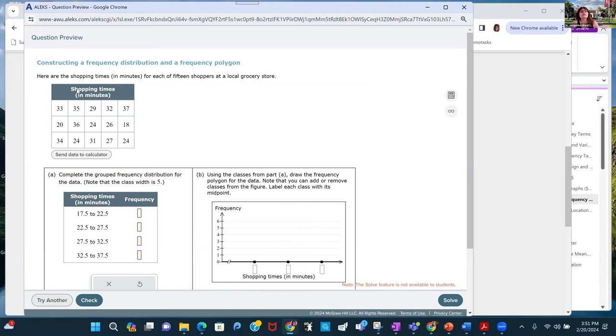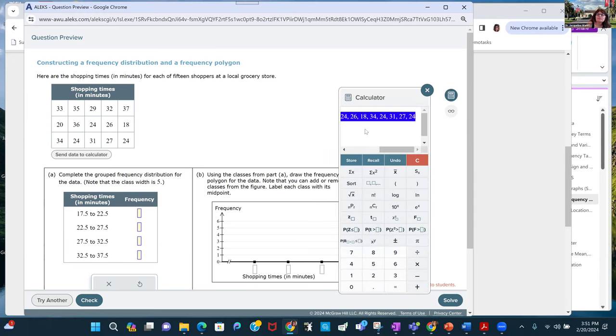All right, so here are shopping times for each of 15 shoppers. Complete the grouped frequency distribution. Note the class width is 5. So you can send the data to the calculator and sort it and get the frequency for each class. It takes so long to do. Just going to pull it up.